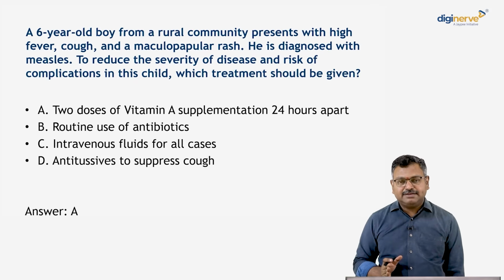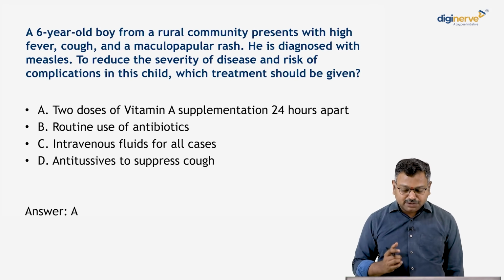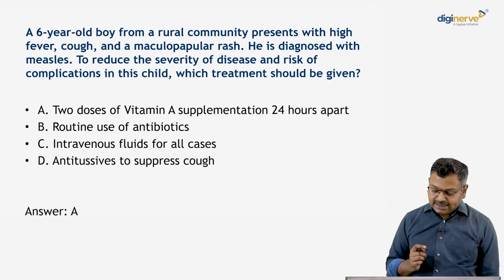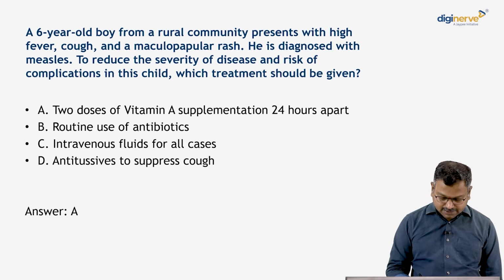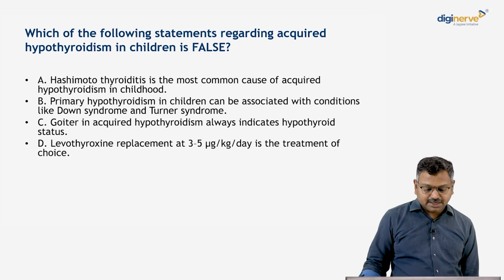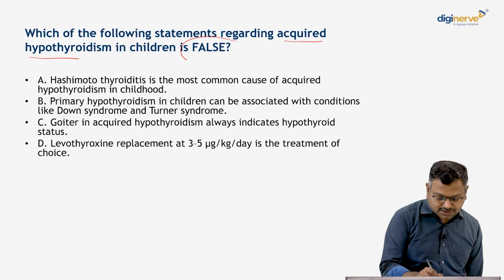So 2 doses of vitamin A 24 hours apart will decrease the complications, especially the eye damage and blindness. In almost 50% it decreases the mortality also. Which of the following statements regarding acquired hypothyroidism in children is false?